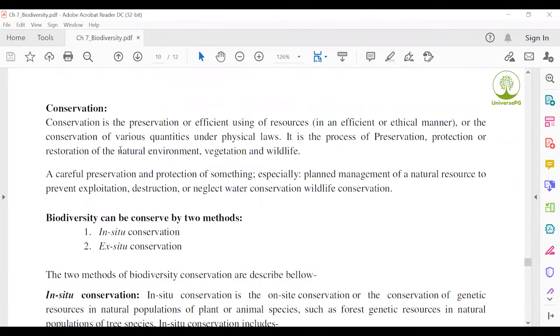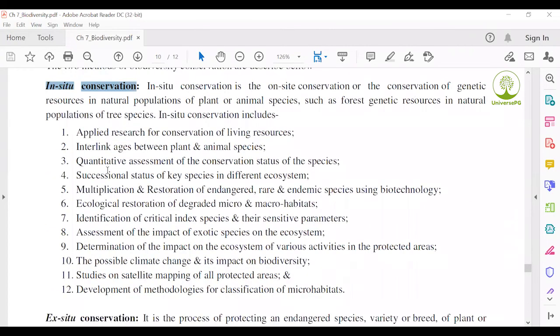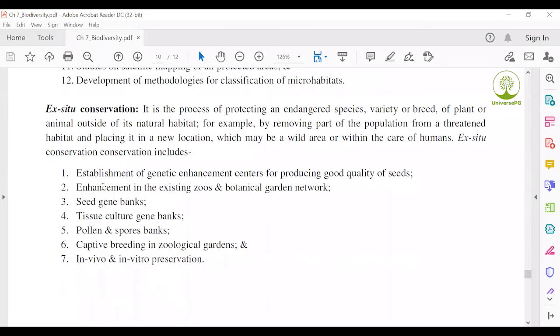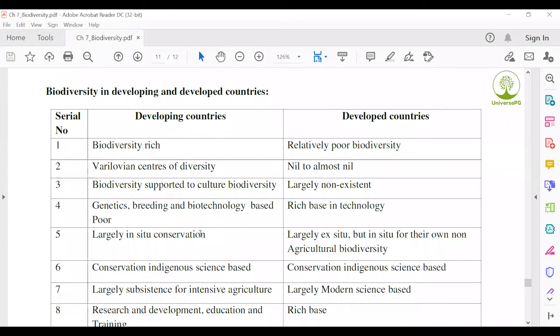You also read: define biodiversity, define conservation, how many types of conservation, what is ex situ conservation, what is in situ conservation, points of in situ conservation. You read only 4 to 5 easy points in this area, and also 4 to 5 points in the ex situ conservation area.